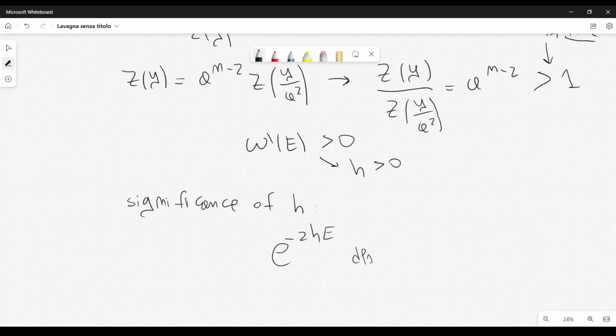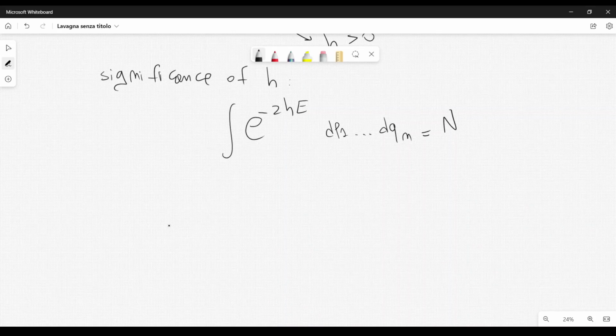Then we have dp1 dot dot dot dqn. This is related to the distribution, and if we integrate this over the whole volume, we will get the number of systems, capital N. Now, Einstein considered the average kinetic energy per momentoid. Now, let me show you what he meant by momentoid and how to calculate the average kinetic energy.